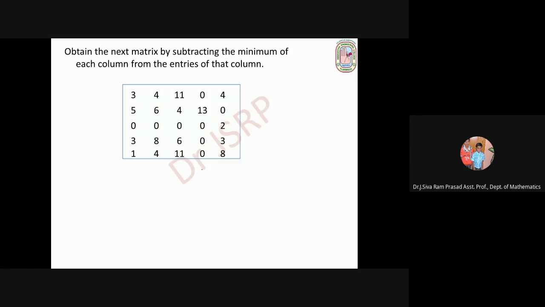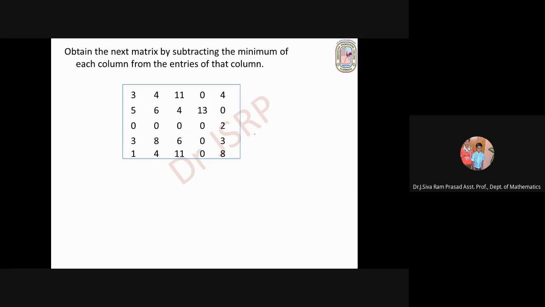Okay. Now, in this table, each row and each column contain at least 1 0. So that means each job has at least one possible assignment. Similarly, each person has at least one possible assignment. Now we identify the fixed assignments. So how do we identify? We draw minimum number of lines to cover all these zeros.